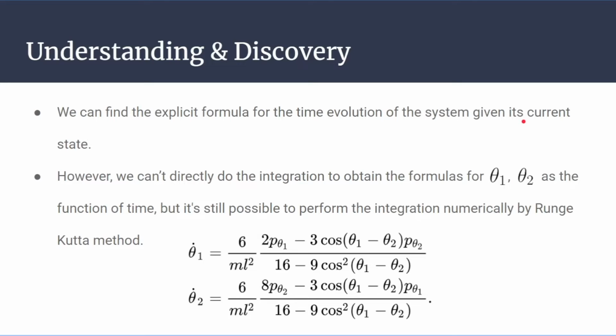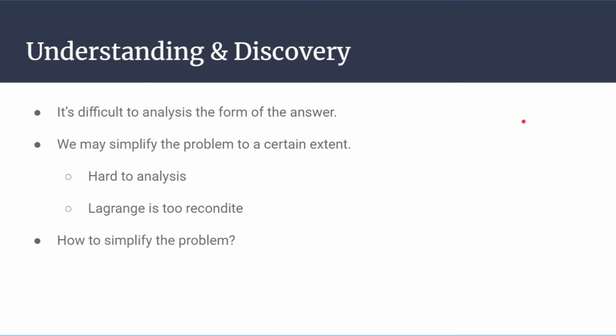However, we can directly do the integration to obtain the formulas for theta 1 and theta 2 as a function of the time, but it's still possible to perform the integration numerically by a Runge-Kutta method. To sum up, we found that the current version of the problem is too difficult to tackle. In addition, the above Lagrangian method is too recondite to have deeper insight. Thus, we are trying to simplify our analysis to make the project more realistic and find out more about our project. But the question is, how can we simplify the problem?